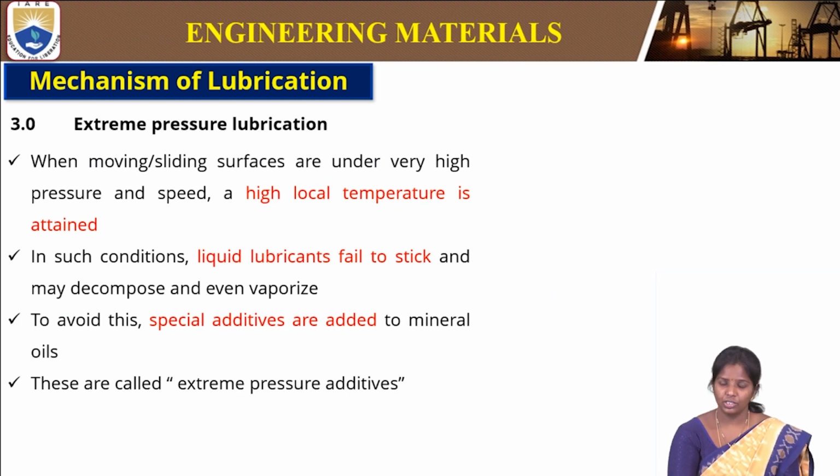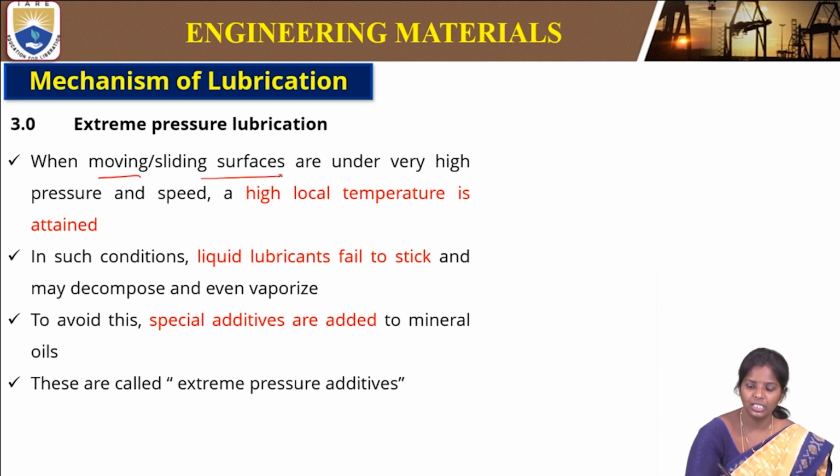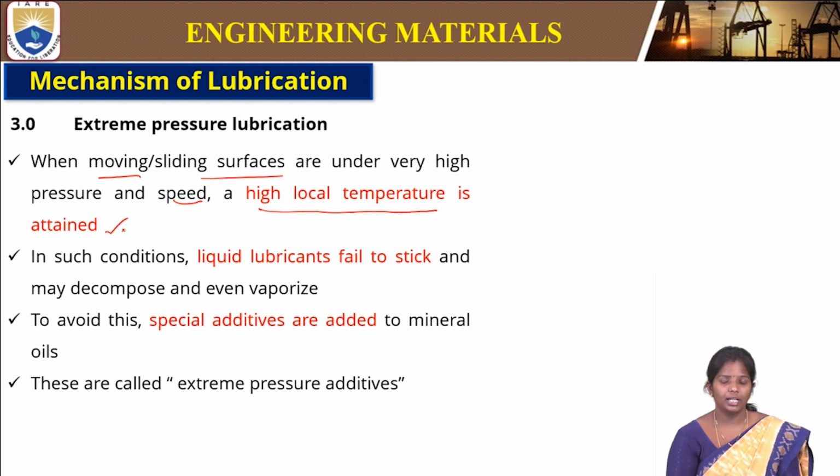With that continuation, from boundary lubrication, we will understand how we have to apply extreme pressure lubrication. In boundary lubrication, when there is a critical temperature, after that it cannot work. So in that case, we apply the extreme pressure lubrication mechanism. When moving or sliding surfaces are under very high pressure and speed, a very high local temperature is attained. So it requires materials that can operate at high temperatures.